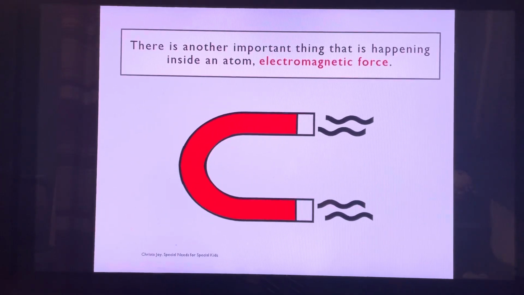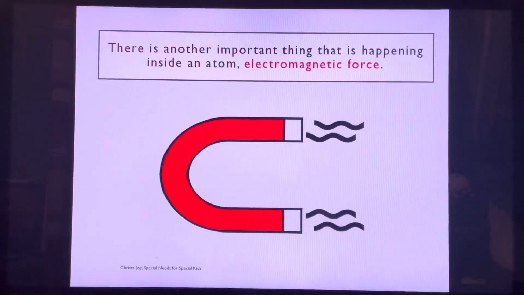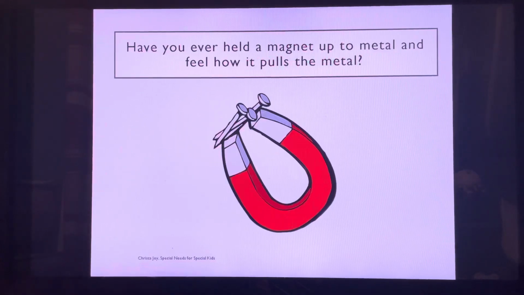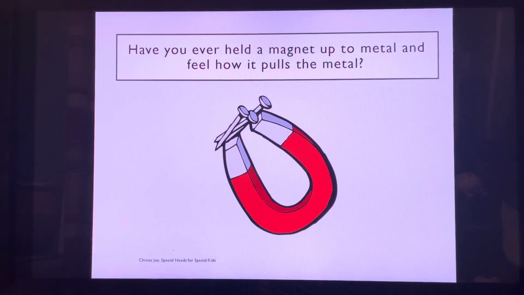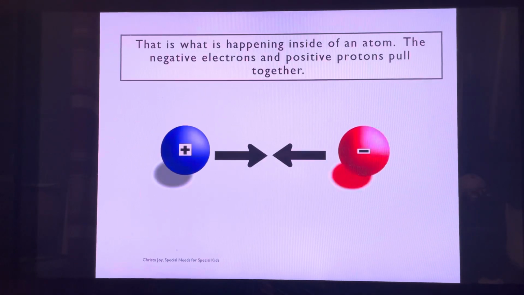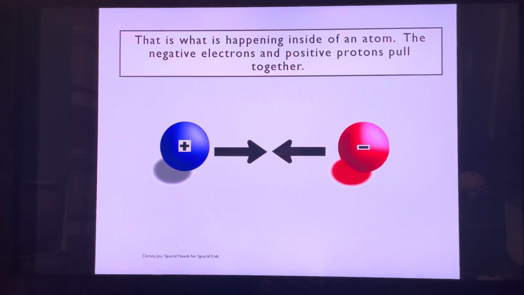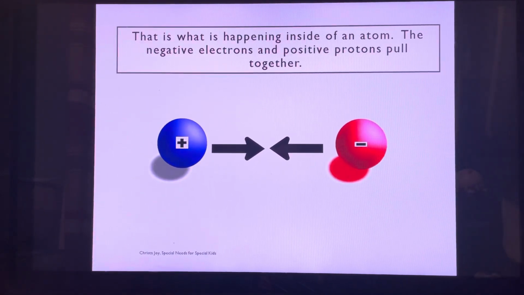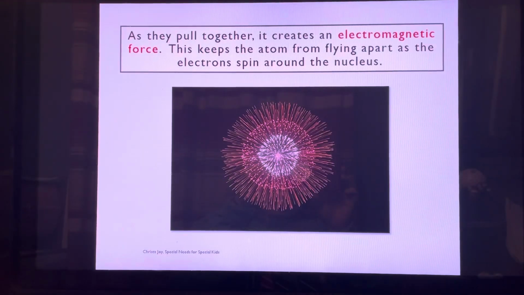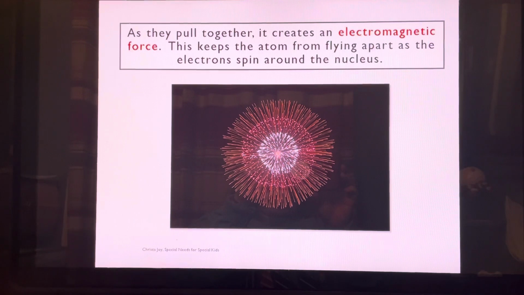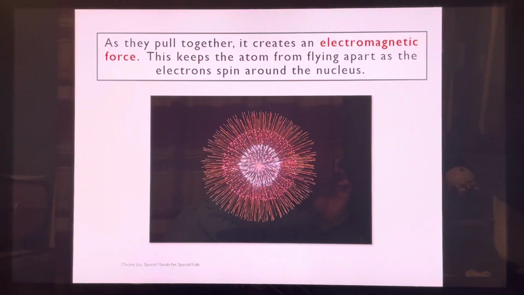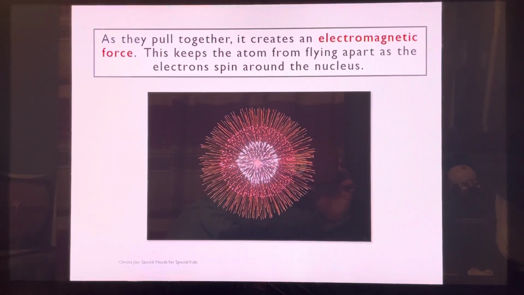There's another important thing that is happening inside an atom: electromagnetic force. Have you ever held a magnet up to metal and feel how it pulls the metal? That is what is happening inside of an atom. The negative electrons and positive protons pull together. As they pull together, it creates an electromagnetic force. This keeps the atom from flying apart as the electrons spin around the nucleus.